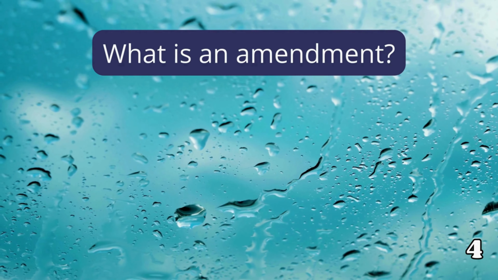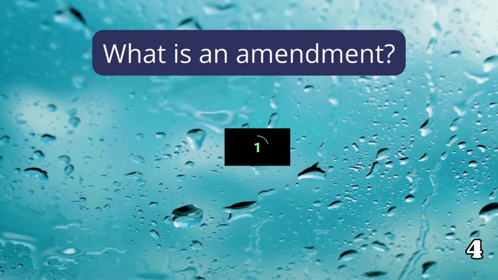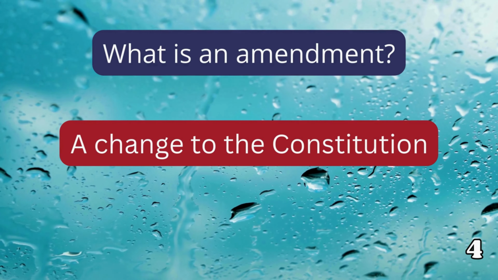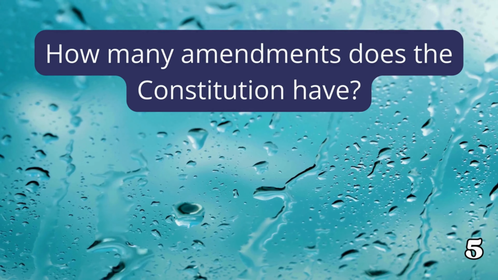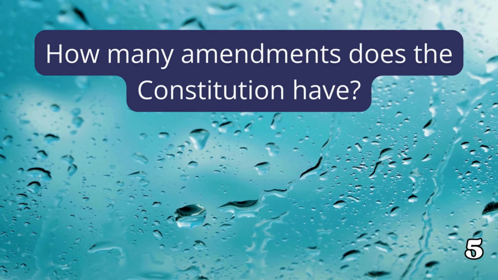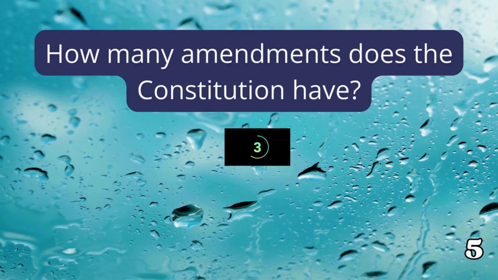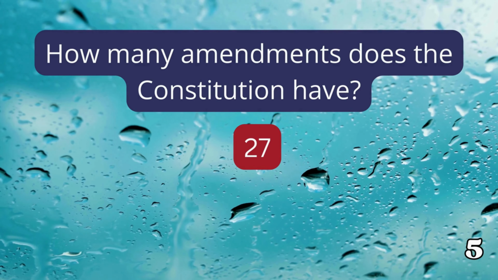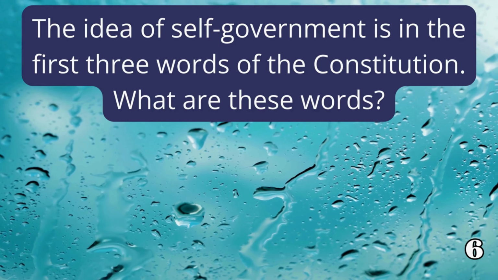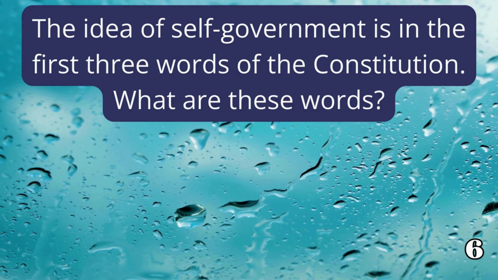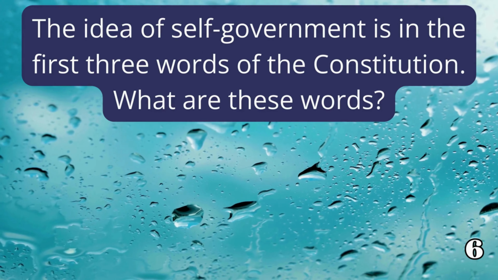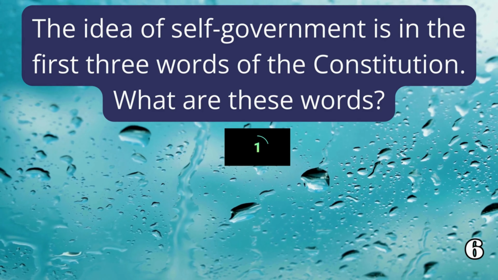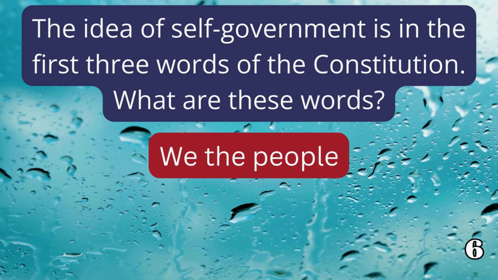What is an amendment? A change to the Constitution. How many amendments does the Constitution have? 27. The idea of self-government is in the first 3 words of the Constitution. What are these words? We the people.